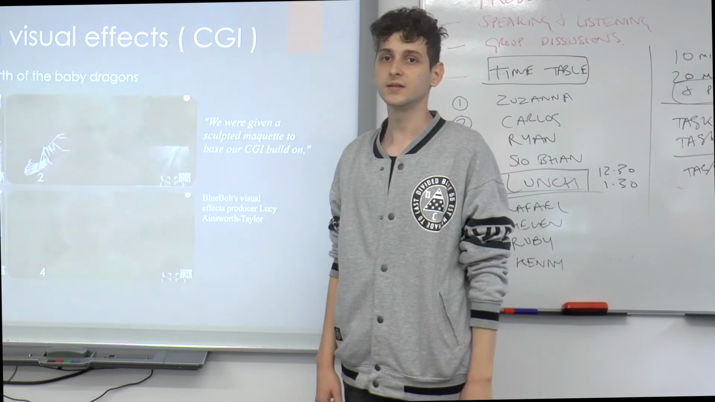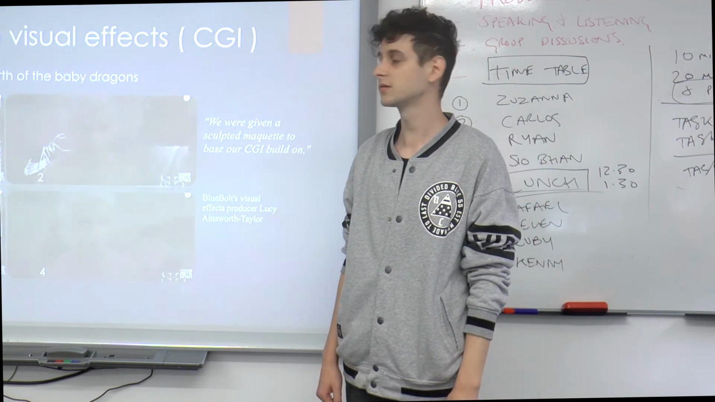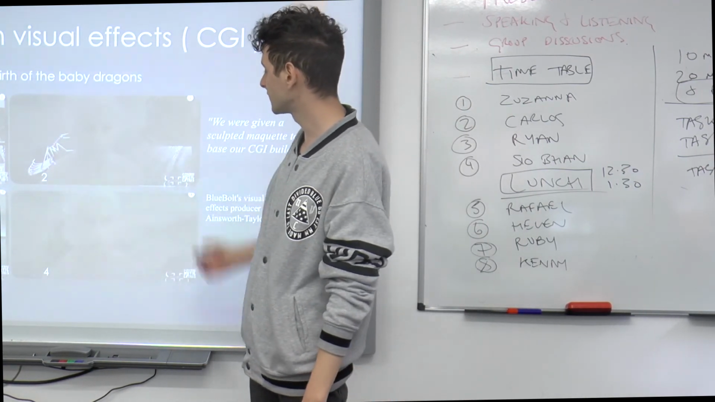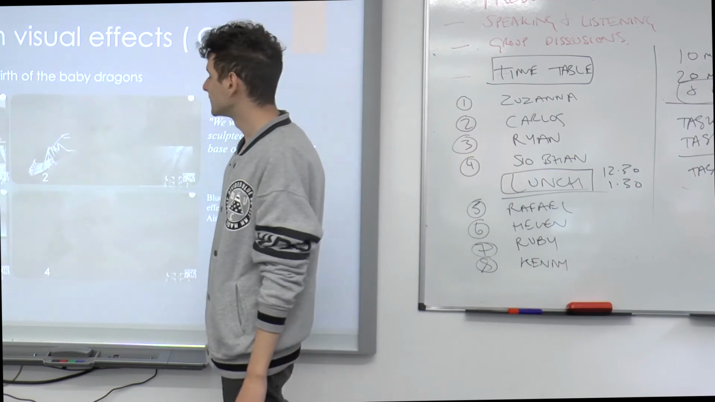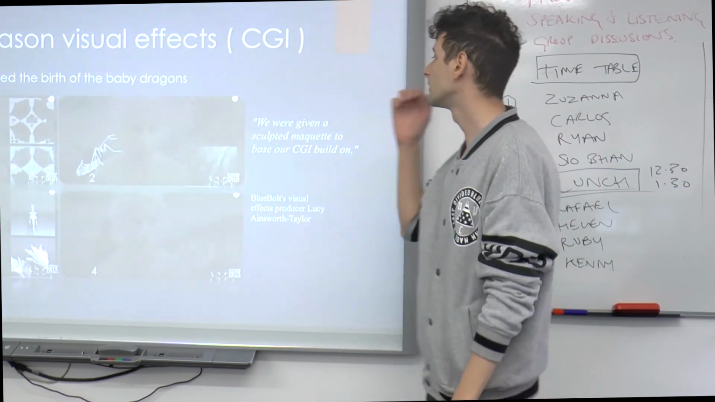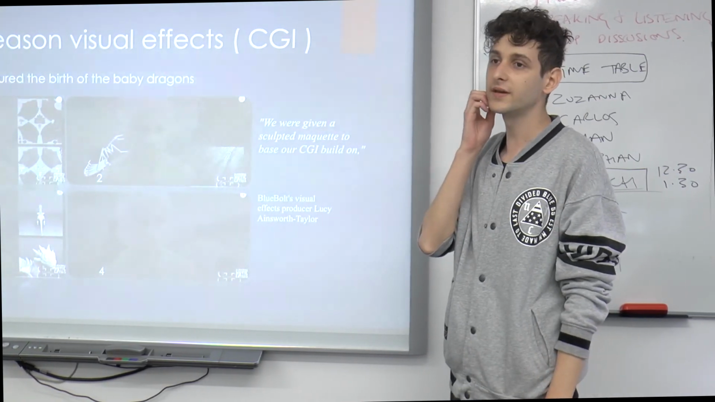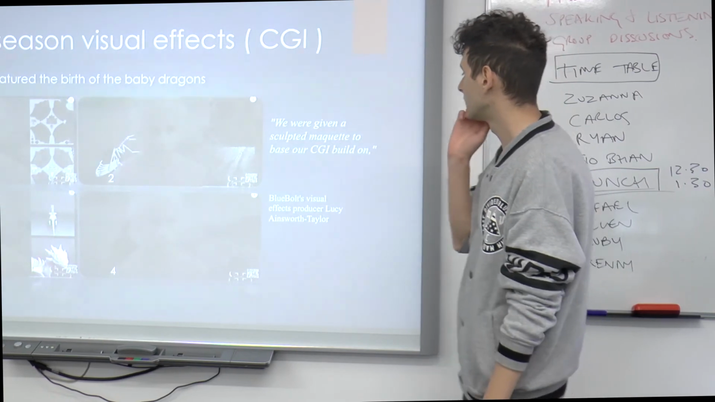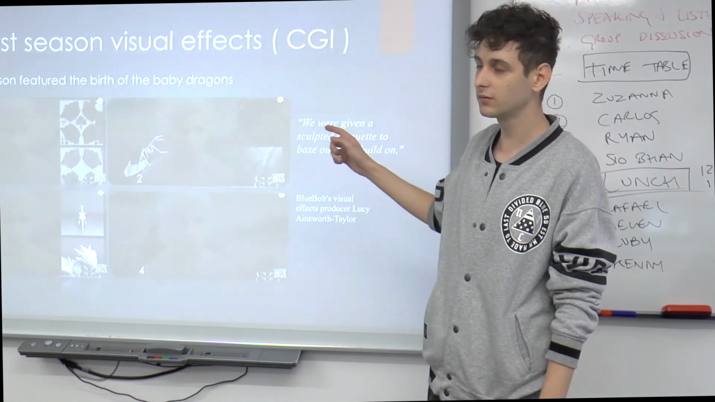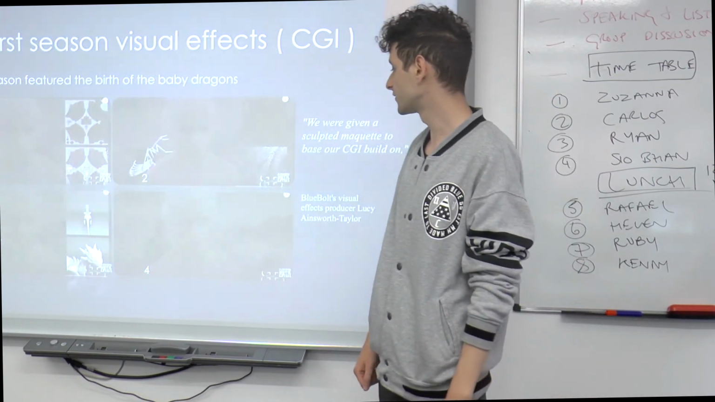The first season did not feature a lot of visual effects because they had a low budget. But as you can see in these images, this is Khaleesi, one of the main characters. They built 3D dragon models using a sculpted maquette, which they based their CGI on. This was done by a visual effects company in London called Blue Bolt. They took care of the first season of the show.